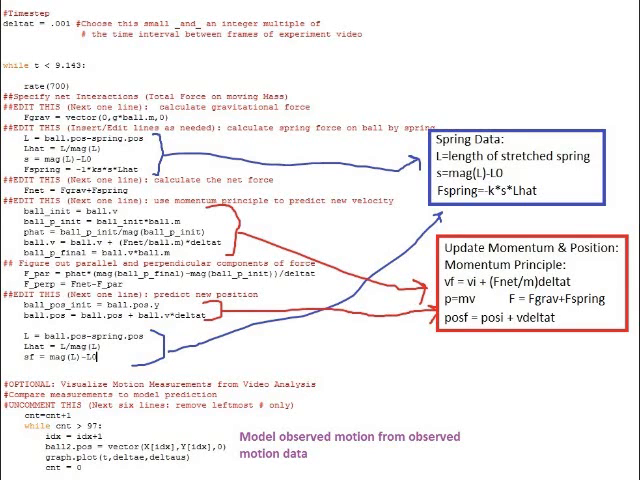I also created a ball that showed the real motion of the ball and spring, and I did this by importing the position data that I got from analyzing the video in Tracker, and just made the ball follow those data points. And this process can be seen at the very bottom of the screen.